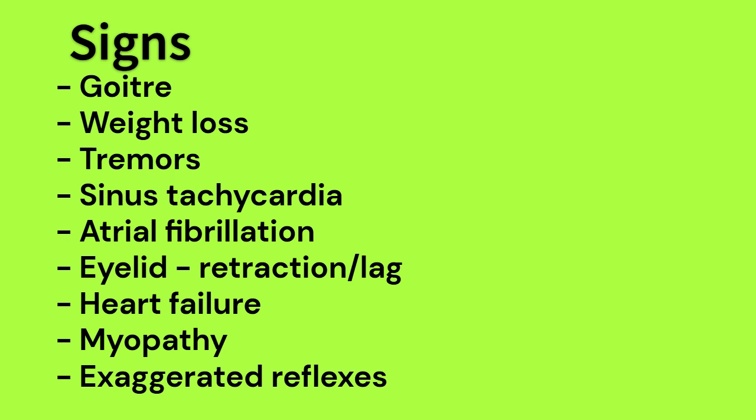If we look at the signs that we observe as a clinician, there might be a goitrous enlargement of the thyroid gland. So the gland might appear enlarged, but it's not necessary that it will be present. Then the patient will have weight loss, tremors will be seen. In the palpitations, if we take an ECG, what we will see is either a sinus tachycardia or atrial fibrillation might be present. In the eyelid, there will be retraction or lag of the eyelid. Heart failure may be present, myopathy is present, and there are exaggerated reflexes in the muscles.